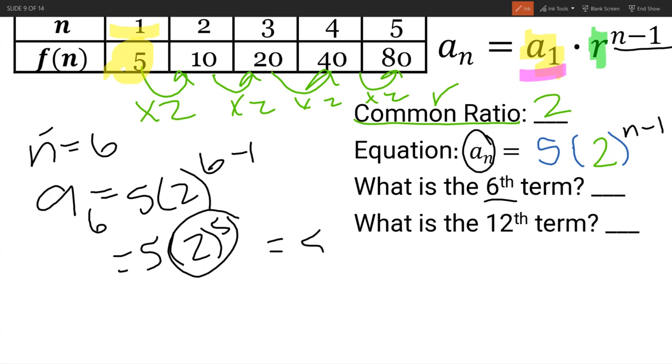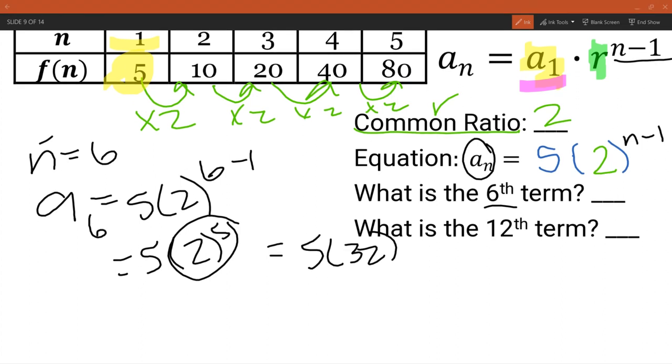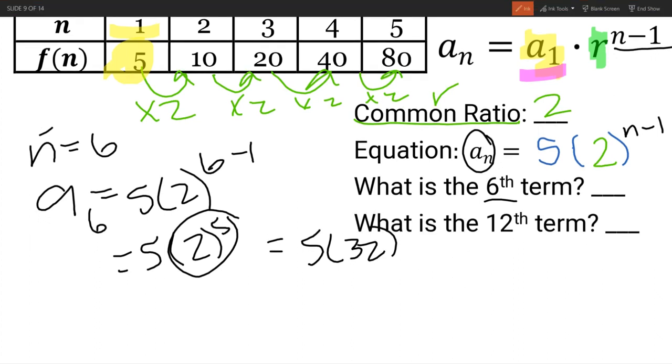So it's 5 times 32. And 5 times 32, that's a lot. But if you can do it in your head, like I just did, awesome. Don't say anything. But what you can do then is go back to your calculator and just multiply it by 5, which will get you 160.